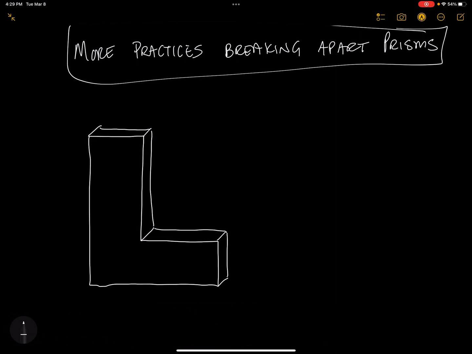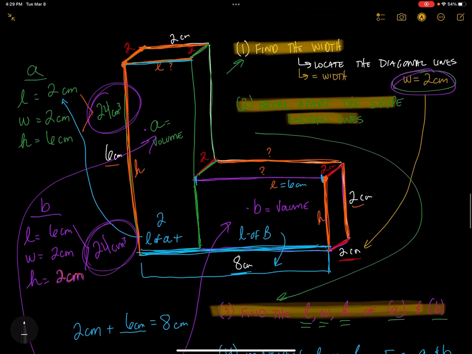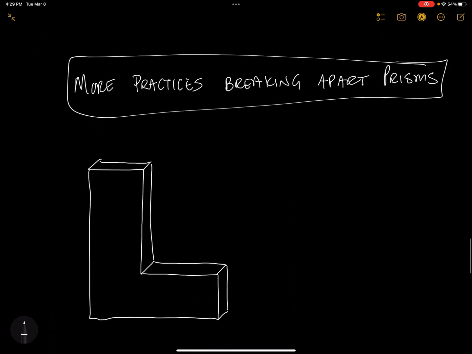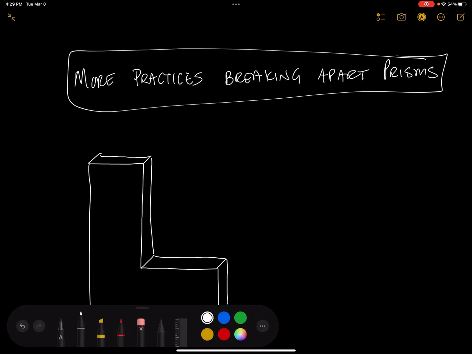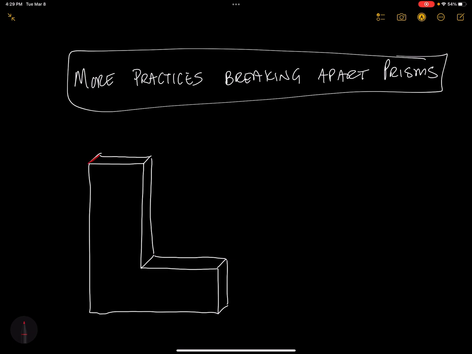So the first thing we do is, number 1, find the width, okay? Number 1, we find the width. How do we know what the width is? Well, we know the width are the diagonals, okay? You find the diagonals right here, and we know this will be the width, okay?